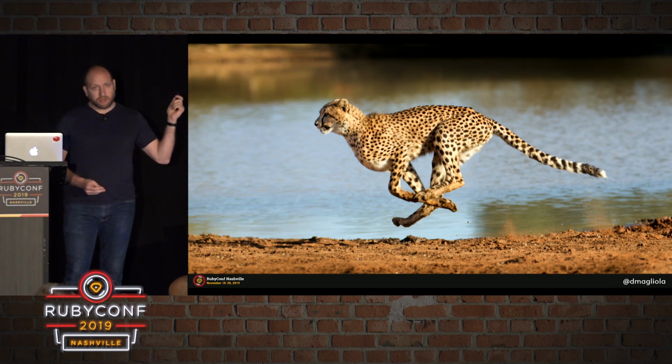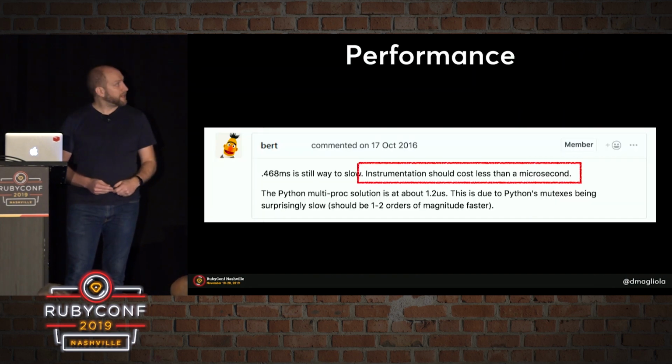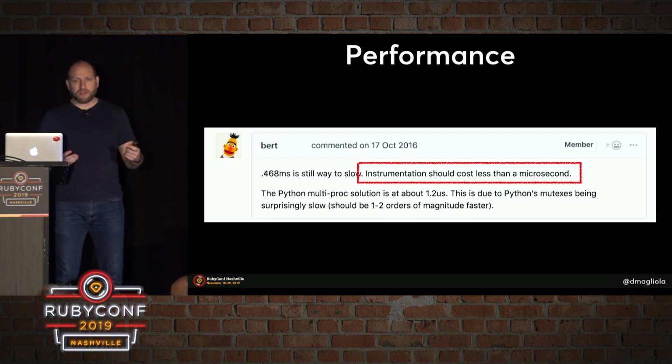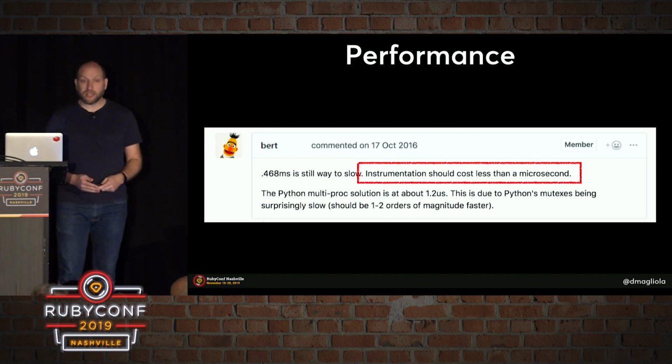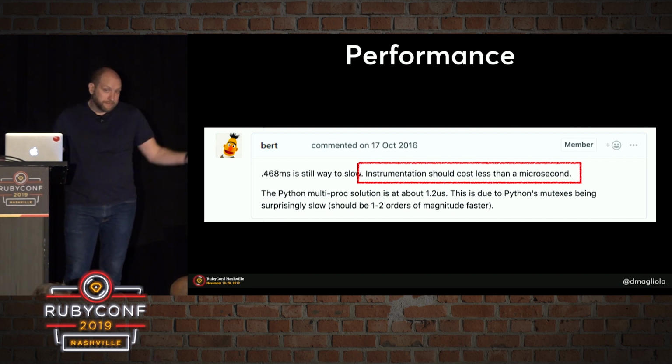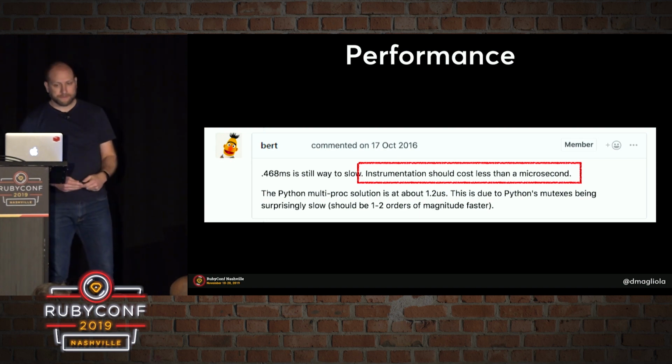And buried in that long thread from that 2015 ticket, we had a target. Now, I've changed names to protect the innocent, but one of the main maintainers basically said that incrementing a counter should take less than a microsecond. Why a microsecond? I don't know, but that was his target. And if I wanted to get this thing merged, we were going to have to get there.